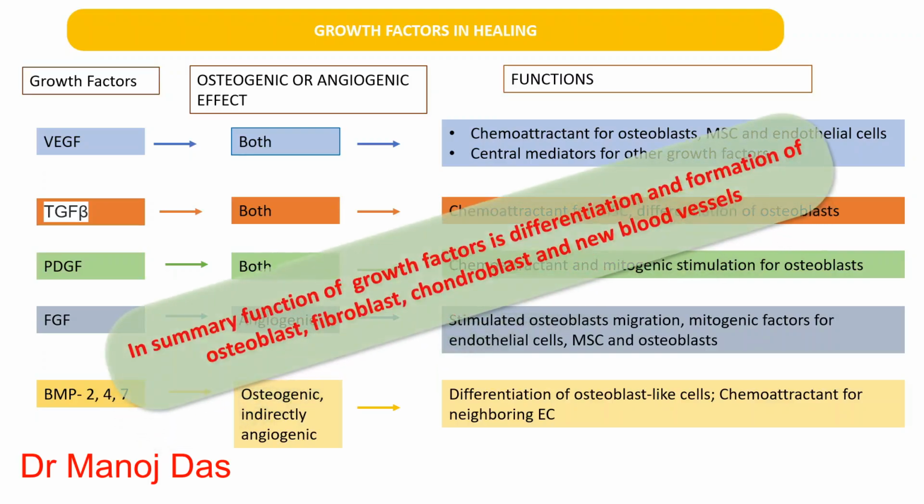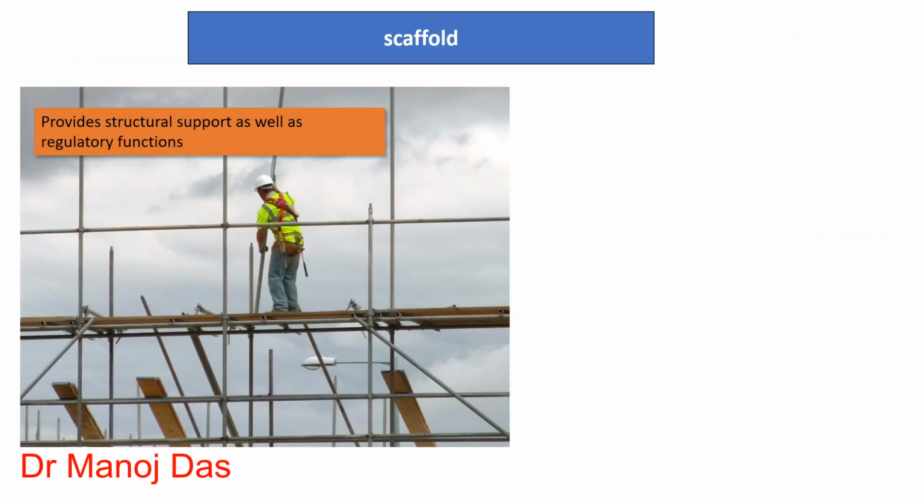Now in summary, you can say that the different growth factors help in the differentiation and formation of osteoblast, fibroblast, chondroblast and new blood vessels. These are important for fracture healing.